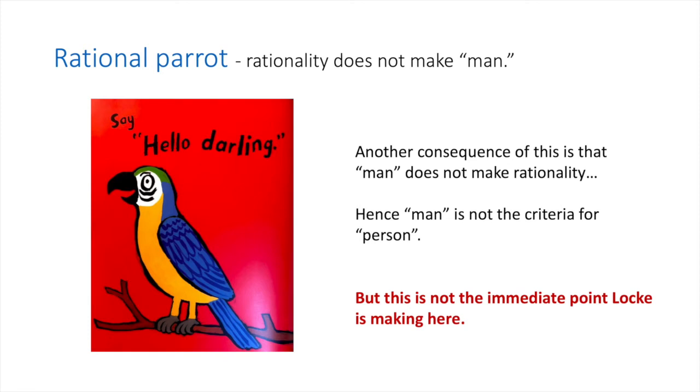Another consequence of this is that man does not make rationality. So just because something is a man doesn't make that thing rational. Hence, man is not going to be the criteria for person either. But that's not the immediate point Locke is making here. The focus you want to draw is that rationality does not make man. That's what he's immediately saying right there.